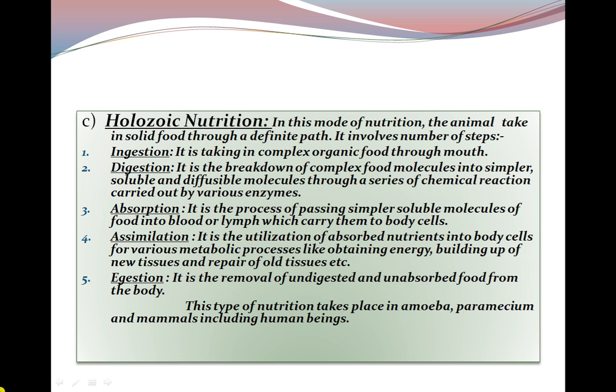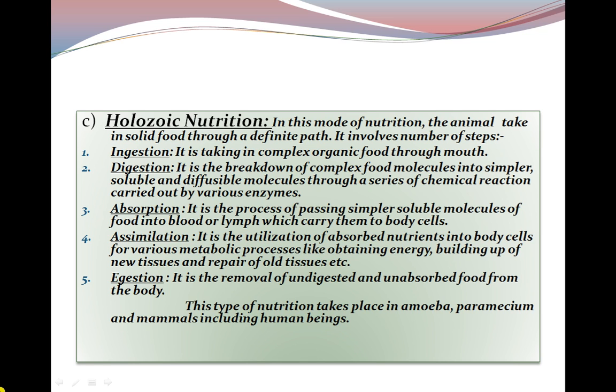The third step is absorption. It is the process of passing the simpler soluble molecules of food into blood or lymph, which carry them to the body cells. Then the fourth step is assimilation. It is the utilization of absorbed nutrients in the body cells for various metabolic processes like obtaining energy, building up of new tissues and repair of old tissues, etc. Now the last step is egestion. The food which is undigested and unabsorbed is removed out of the body.